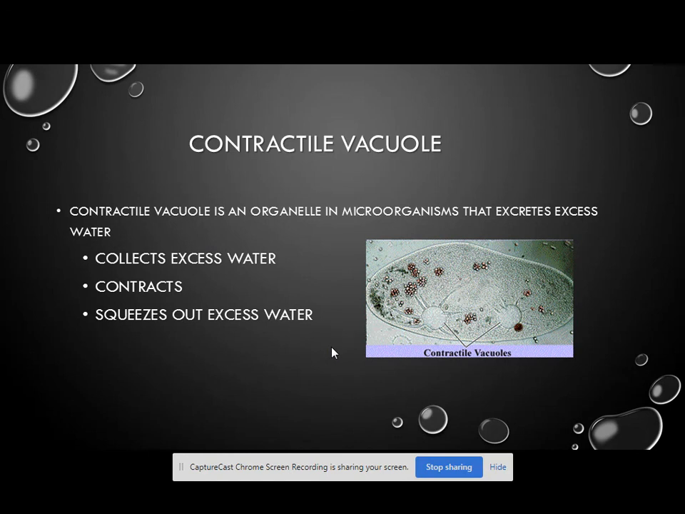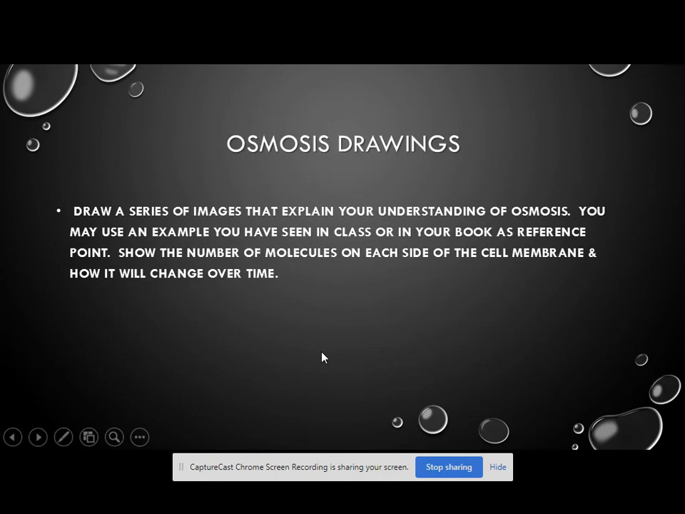All right, we're about done with this. I did mention a contractile vacuole, and it does exist in microorganisms that don't have much control. This is their way to get rid of excess water. What it does is collect water, and then contract and squeeze out some of that extra water. You can see here is a microorganism, and here are its contractile vacuoles. This is how they're able to get rid of extra water.